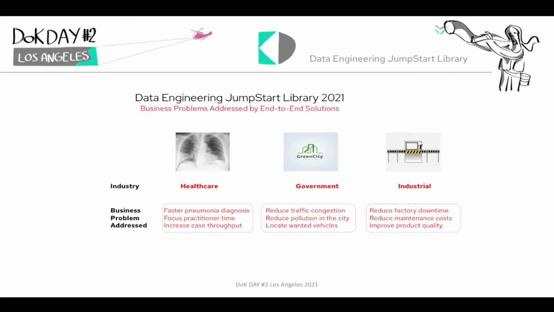On the other industrial verticals, which is government and smart city and green city, we have identified how we can reduce the congestion, how we can reduce the pollution in the city, and how we can locate some wanted vehicles. For the industrial use case, we have identified some business problems, which were how we can reduce factory downtime, how we can improve the product quality, and how we can reduce maintenance cost. So with these problems as our base, we built a solution on top of OpenShift using lots of different tools.